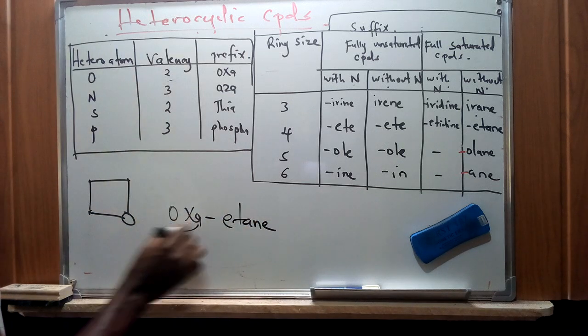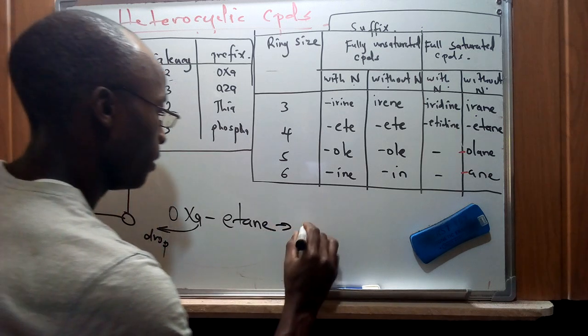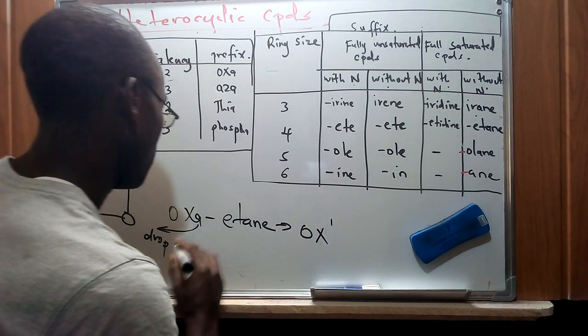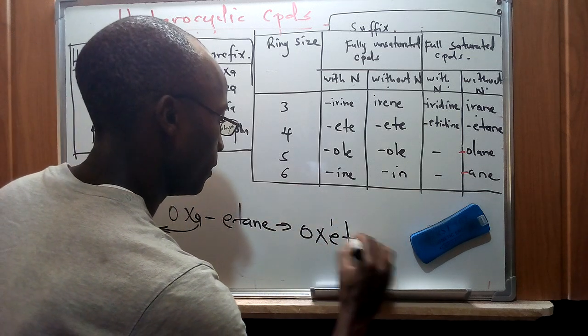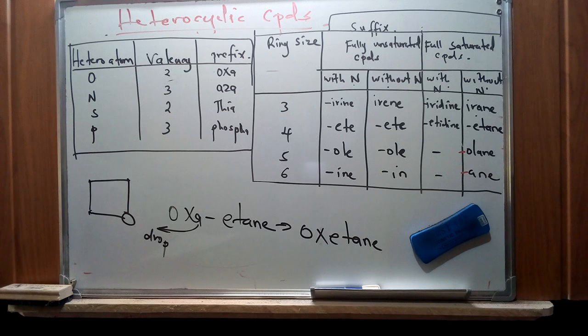Vowels following one another, we drop A. Therefore, it's going to be oxa, oxetene. So this is a specific order that we are going to follow.